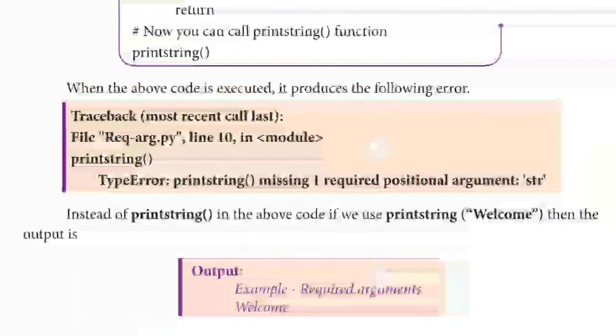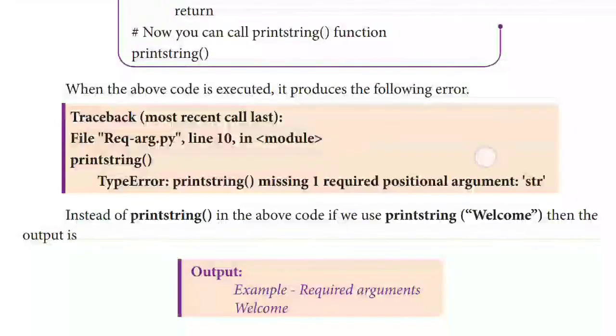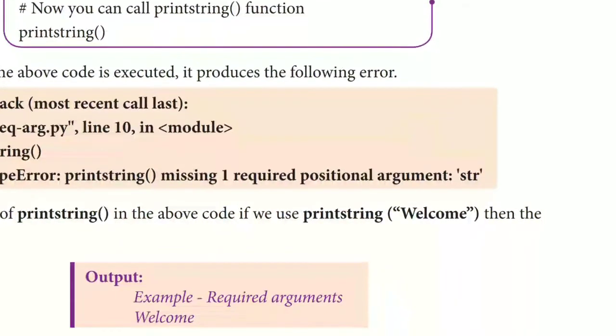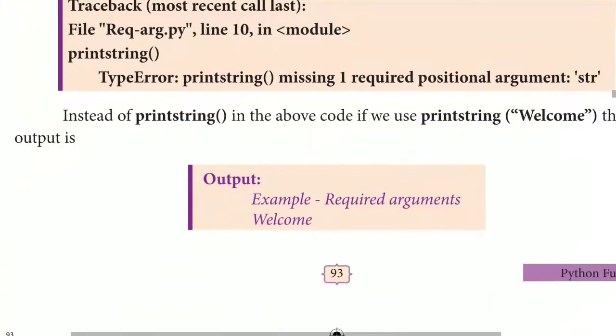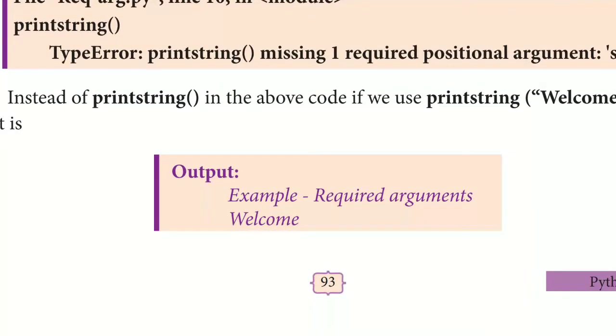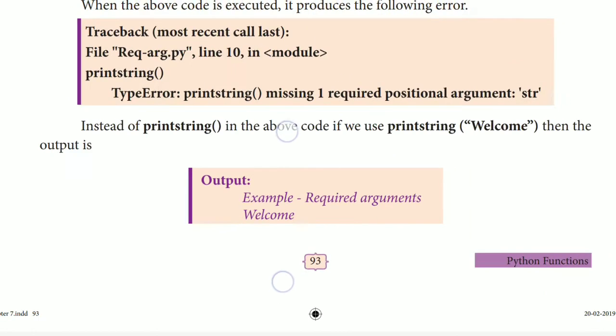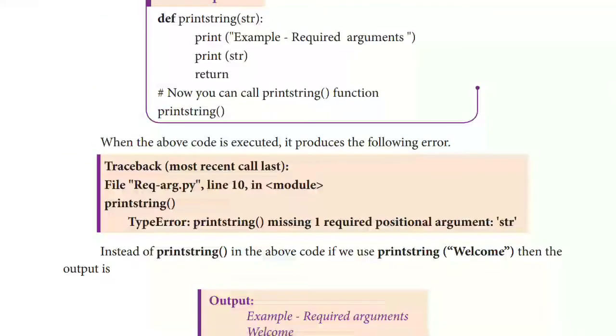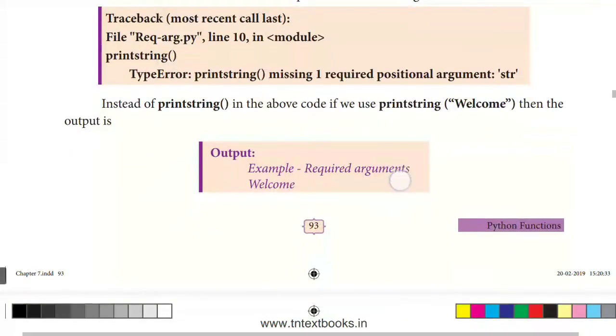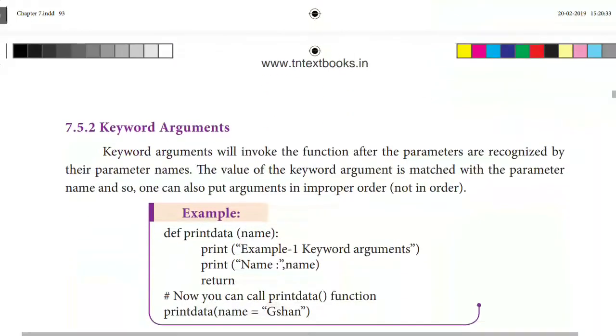Instead of this last statement, when you replace it with print_str("welcome"), the output will be like this: "example for required argument", and the output is welcome. So this is the way of using required arguments.